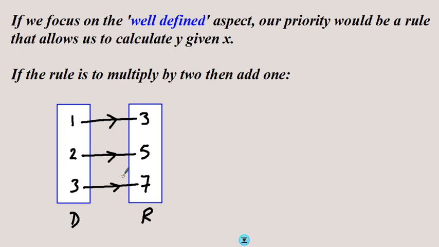The problem here is that you can see the relationship between 1 and 3, but you cannot see the rule. You cannot see the idea of multiplying by 2 and adding 1 unless you actually try to discover it from this diagram. And it's not a very practical way. So we have to find a different way to represent a function, and that is function notation.